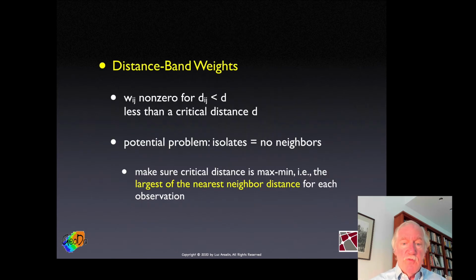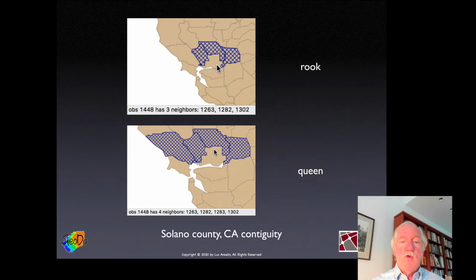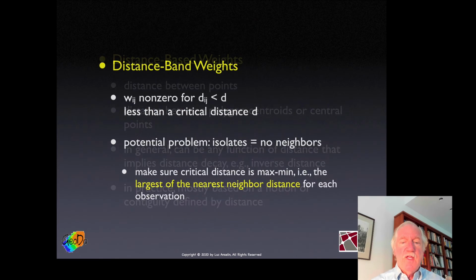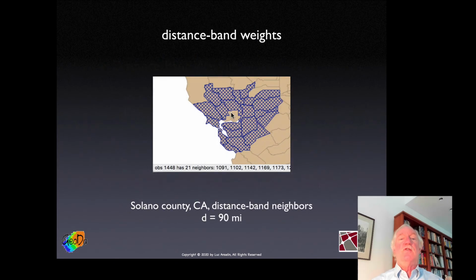Recall the difference with the contiguity. These are the rook and queen neighbors. If we take the max-min distance for counties in the US, that is 90 miles roughly, then we have a much larger band of neighbors for Solano County. This will matter down the line when we look at the spatial autocorrelation statistics and interpret the difference between them.